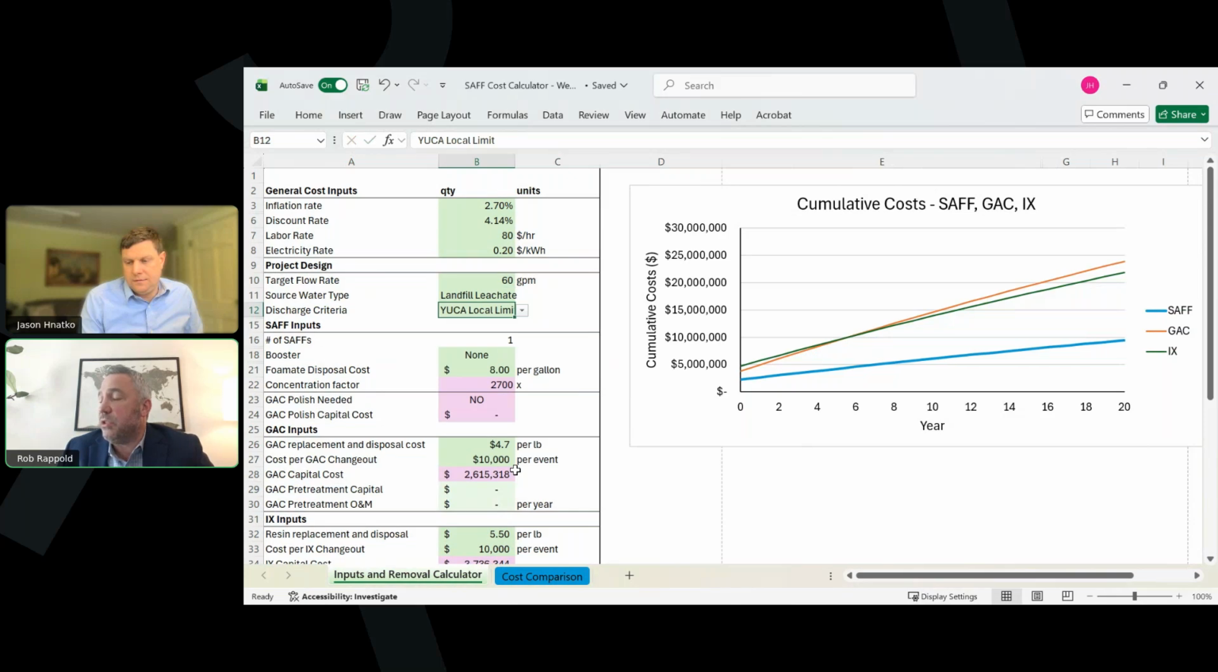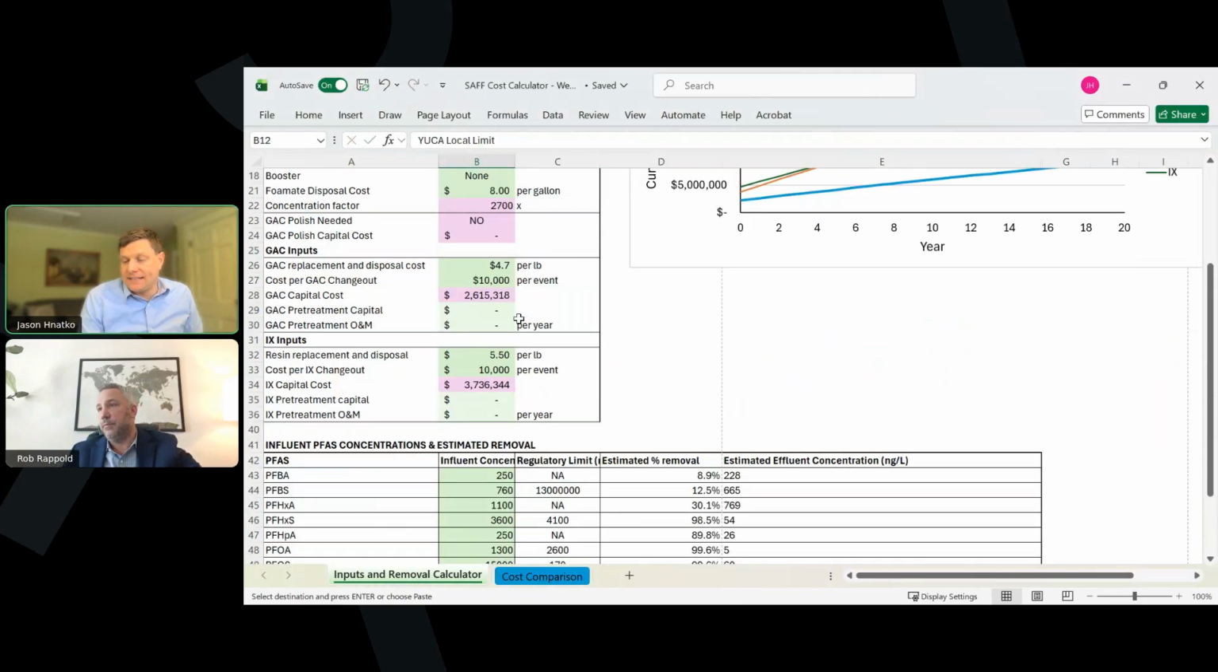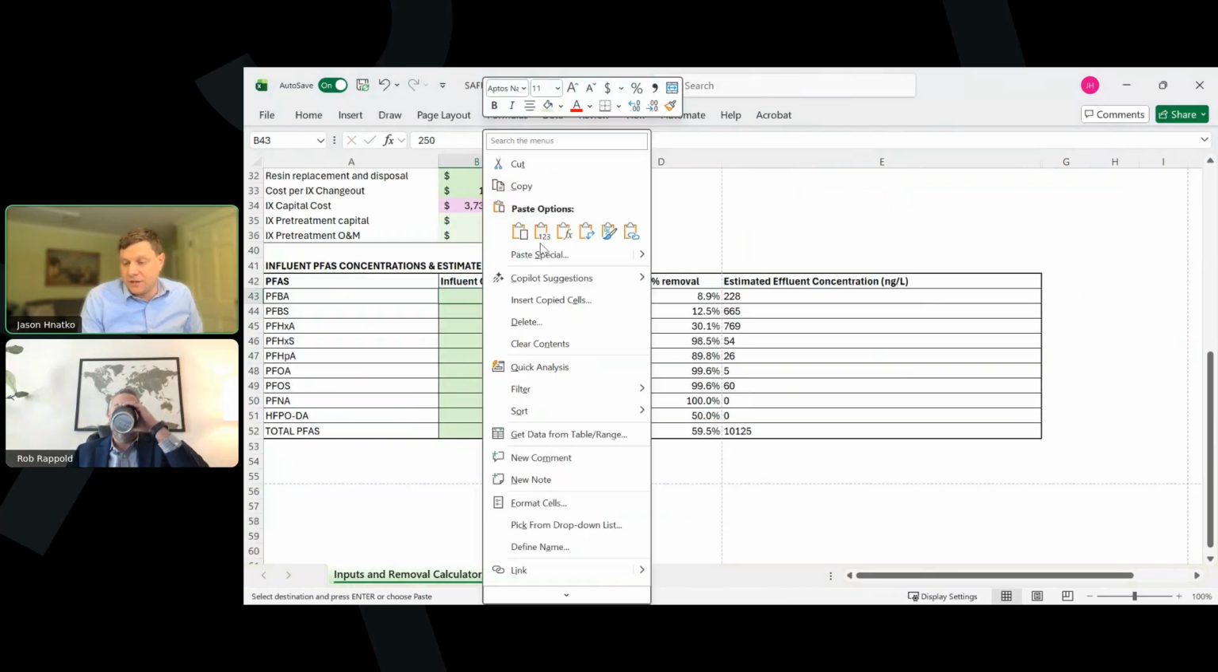So in this particular scenario, we will be treating at 60 gallons per minute and meeting the UCA local limit, which was a requirement for a Michigan landfill where we deployed a SAFF. All right. So you can see I made some of those changes as Rob was speaking. So we dropped the flow rate down. We switched it to landfill leachate. We changed our discharge criteria. And then the last step here is to change the influent concentrations.